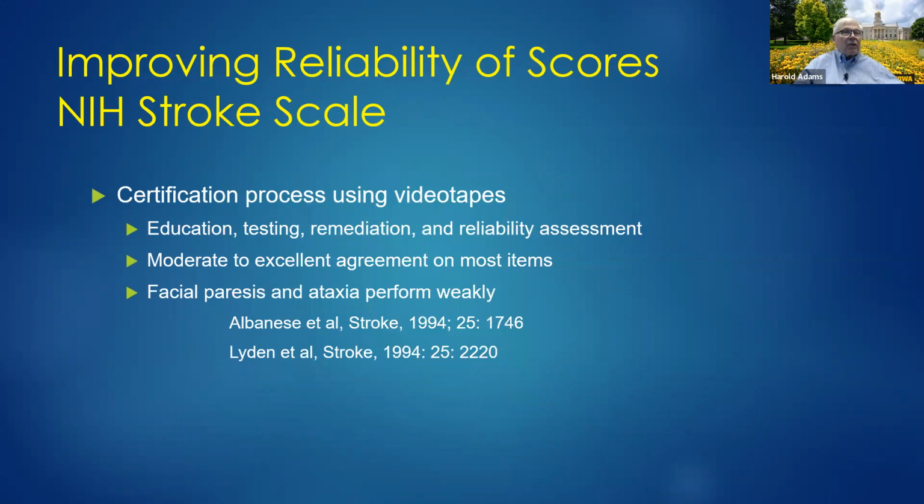Now, what we also did is we did a certification process where all the investigators and the coordinators had to go through testing, remediation, and reliability assessment. We found that generally everything worked well except 2 components of the NIH stroke scale: facial weakness and limb ataxia. The facial weakness and the limb ataxia were put in primarily to assess vascular events that were affecting the posterior circulation in the brainstem and/or cerebellum. But those have been difficult. Next slide.